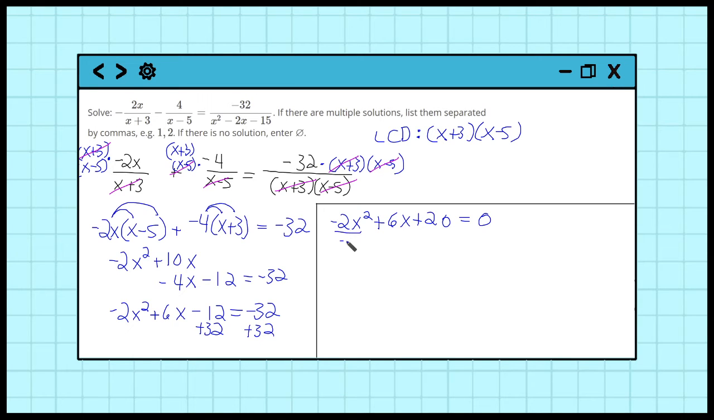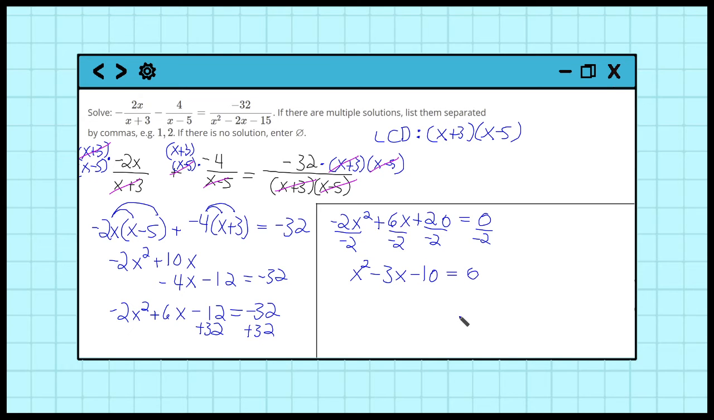So I'm going to divide each and every number by -2. I am choosing -2 because it is easier to solve a quadratic if the leading coefficient is positive. So when I divide by the negative, it makes it a positive. So I now have x squared minus 3x minus 10 equals 0.